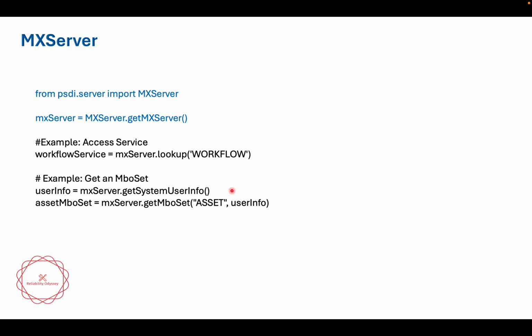If you want to validate whether this particular action should only happen when you have access to this application, you can use the logged in user; otherwise maxadmin by default has access to this application. So you can create a variable MBO set, you can give any name to it, and then take the reference of mxserver.getMBOSet. This is the method which you can access, and as I mentioned, if you want the asset MBO set, I can mark asset and then the user info.